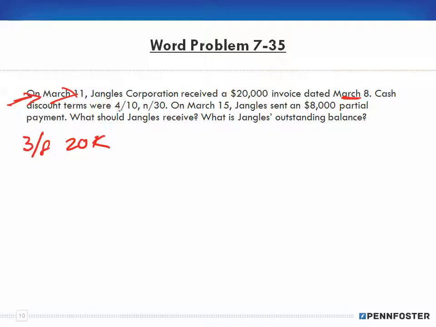The discount terms were 4% 10, net 30. On March 15th, Jangles sent an $8,000 partial payment. What should Jangles receive? What is Jangles' outstanding balance?